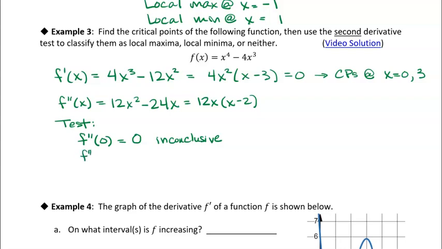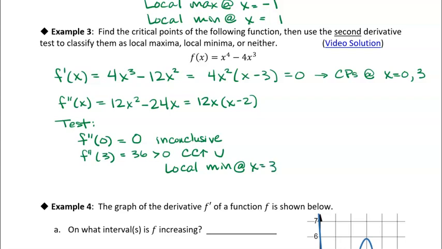All right, so let's try to use the second derivative test on the other point, which is 3. The second derivative at 3, we're going to get 36 times 1. So that gives us 36, which is greater than 0. So we can conclude that it's concave up at x equals 3. Concave up looks like that. So it tells us we have a local minimum there. So we have a local minimum at x equals 3.